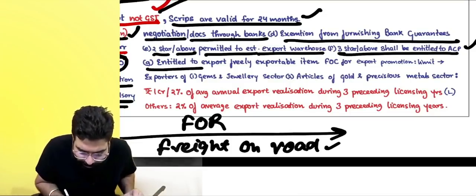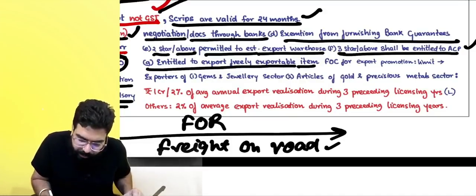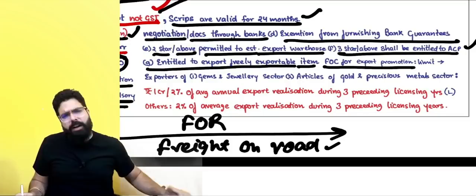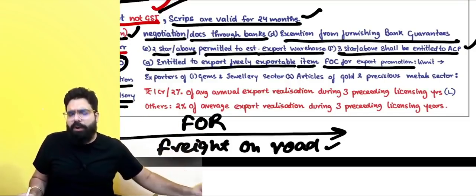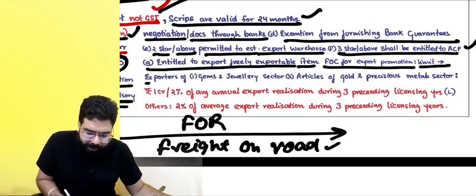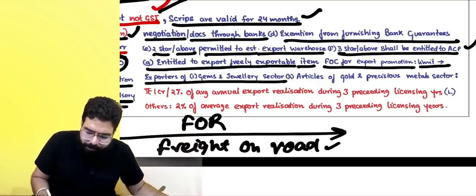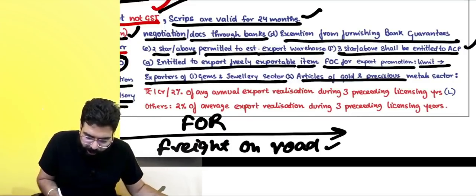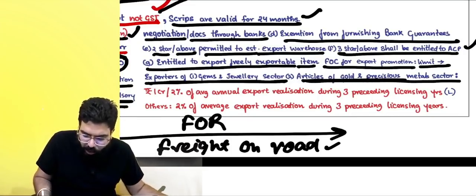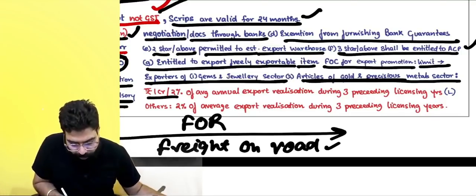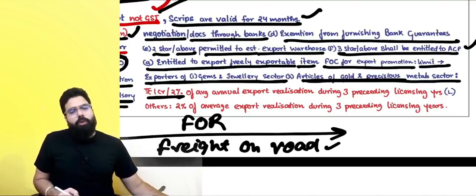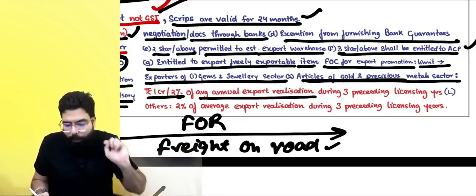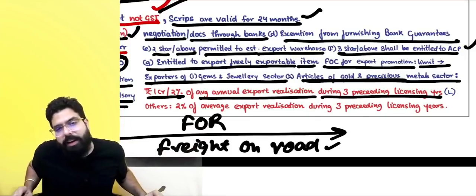Then they are entitled to export items free of cost for export promotion. They can send samples free of cost. But sir, status holder, what sample can they send free of cost? Here the limit is given. For export in the gems and jewelry sector, if you are an exporter of gems and jewelry or articles of gold and precious metal, they have told 1 crore or 2% of the average annual export realization. How much you have realized of that 2% during the preceding financial license year?